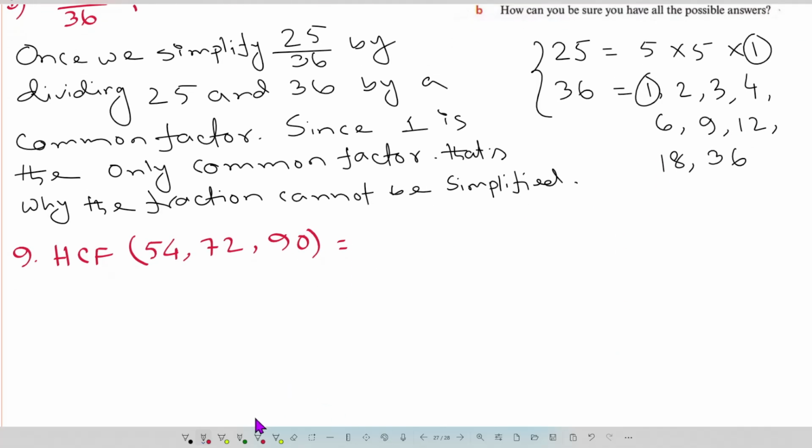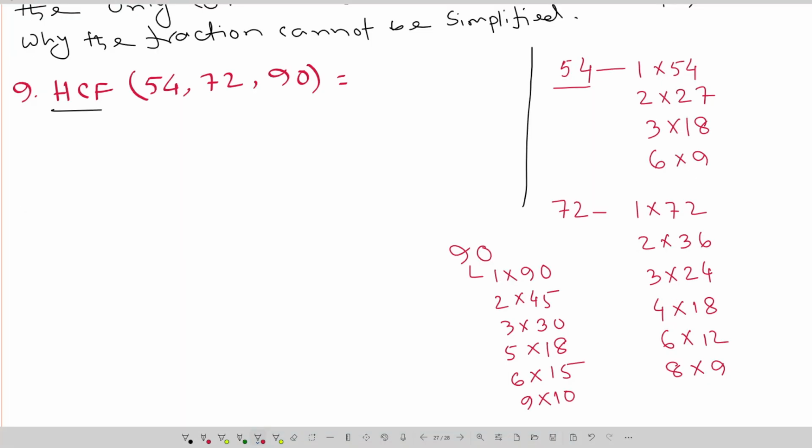So let's try to factorize each number. 54. So this one, 2 times 27, then 3 times 18. So we already get the factors of 54, 72 and 90. Now let's try to find out which one is the highest.